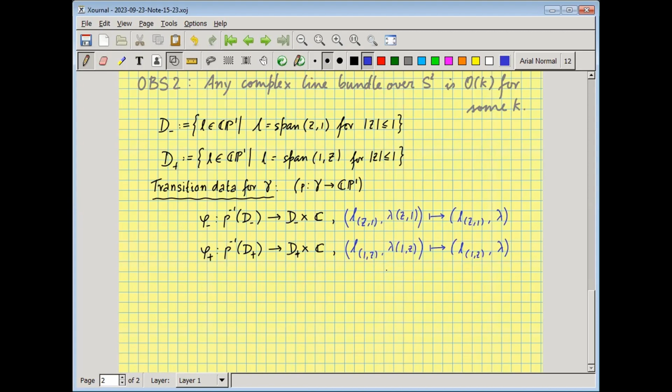And so what is the transition data? If I write it as G plus minus, that means it goes from the bundle over D minus to the bundle over D plus. But it is technically over the intersection, which is the S1, and it lands in GL1C, because the bundles are complex line bundles. What is GL1C? This is nothing but C star, and S1 is a subgroup of C star. In fact, it turns out that the transition data from D minus to D plus is literally the inclusion of S1 in the group GL1C. This is just a matter of checking.